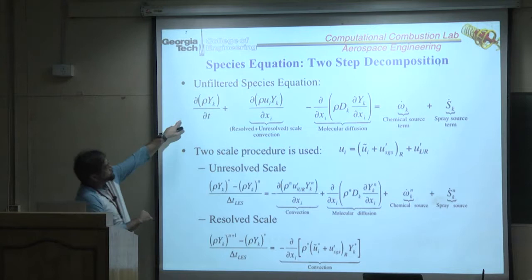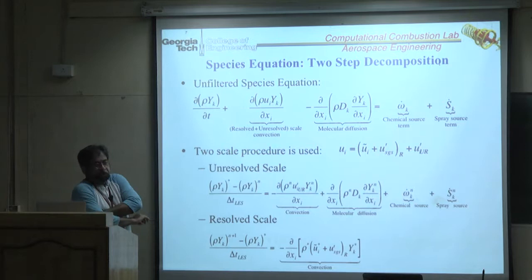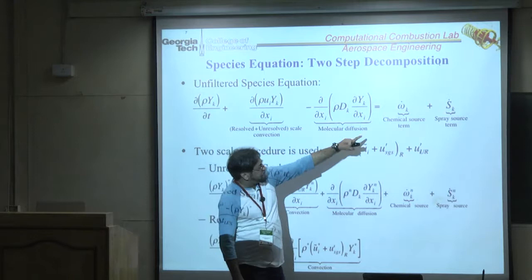So here is a species equation. There is no bar in here, so this is the exact. Think about this as a DNS equation. So let's say I said I want to do the DNS of the species and LES of the fluid mechanics. That's conceptually what we are trying to do. So you have the convection term, you have the diffusion, the kinetic source term, and if you have a spray, vaporization can also be added there.